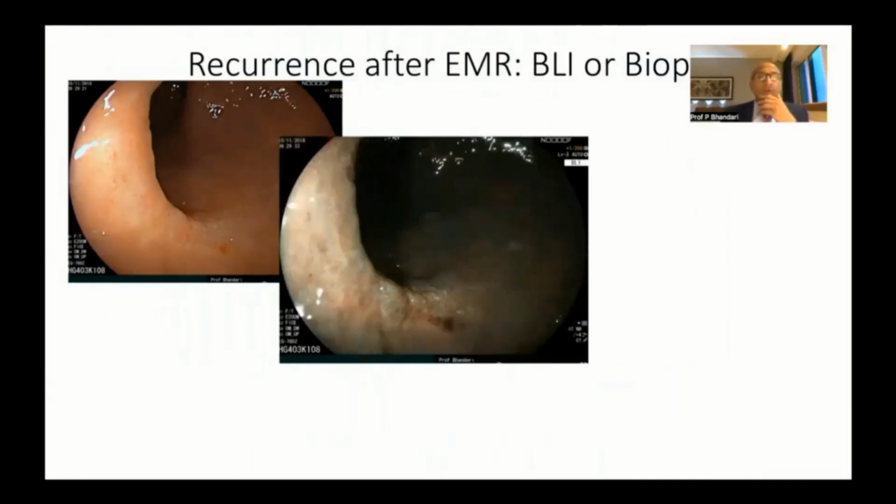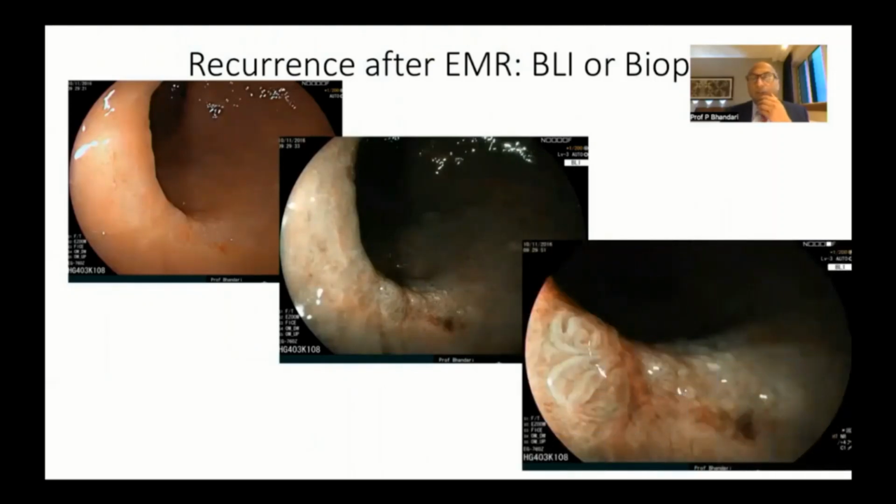Here is one of the other examples where we use imaging to figure out whether there's recurrence after EMR or not. And you can see that on white light, it can be difficult, but when you use blue light, you can see that in these 1, 2, and 3 glands there's a residual neoplasia. The rest is fine. So if you can see this and remove it, patients are not going to get big recurrences.